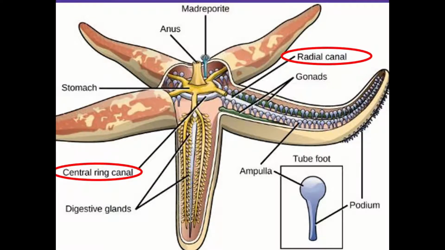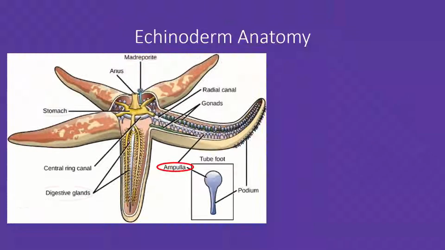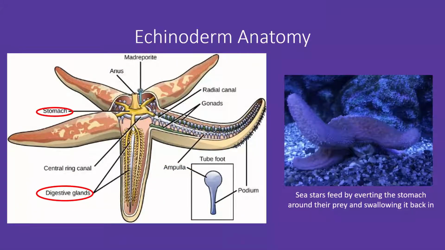Tube feet extend or contract by the water pressure in the system from the radial canals and can be used for feeding and touch. Individual tube feet are controlled by a bulb-like ampulla. The nervous system is made of a nerve ring in the center with 5 radial nerves into the arms. No brains are found in this group, but some species may have sensory organs. Digestion starts at the mouth on the oral side, then goes through a short esophagus into the stomach. The stomach can actually be everted outside of the animal to feed.